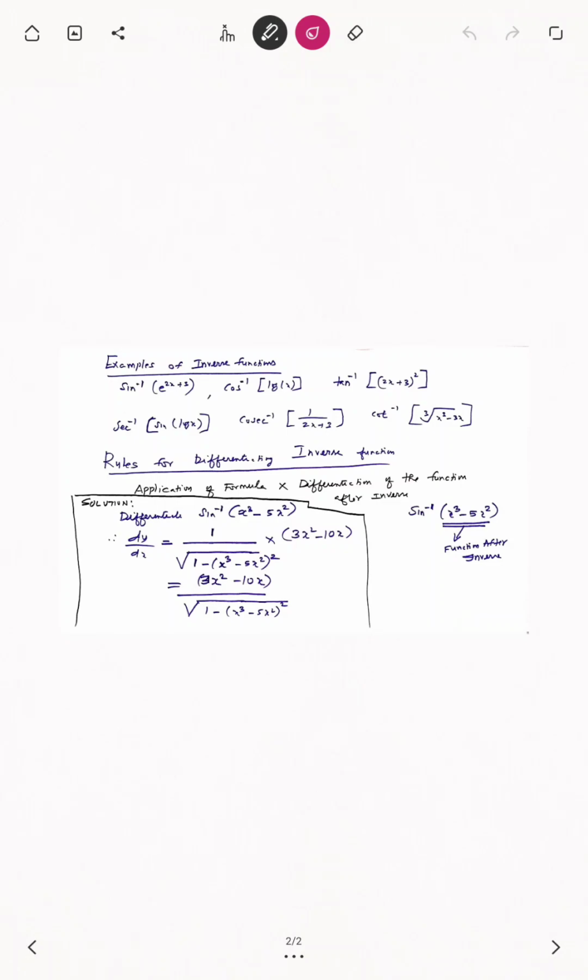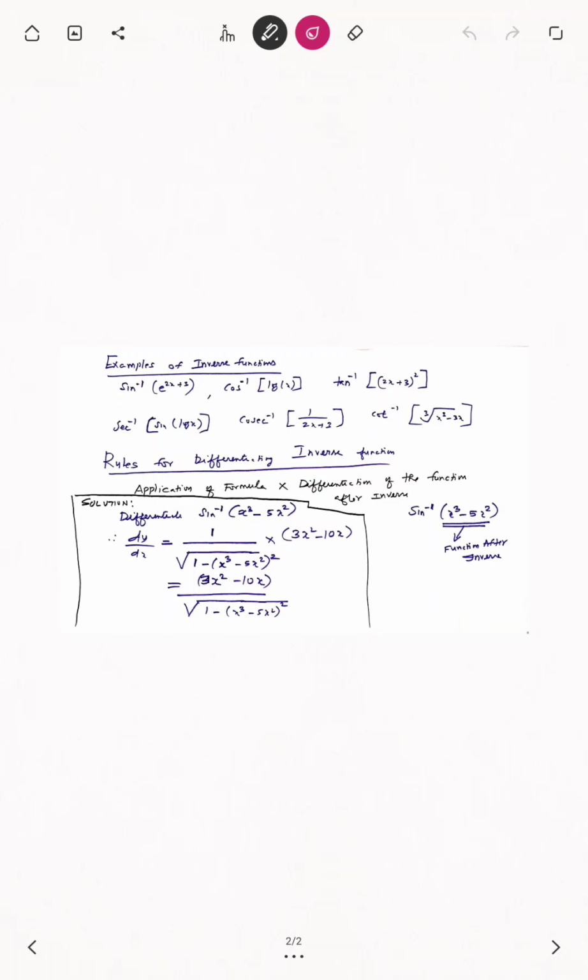Okay. Now, what is given? Application of formula. So, 1 by root of 1 minus, in the place of x, what is available here? x cube minus 5x square. So, in the place of x only, you have to substitute x cube minus 5x square. 1 by root of 1 minus (x cube minus 5x square) whole square. Now, the formula application is over. After that, differential of the function after inverse.